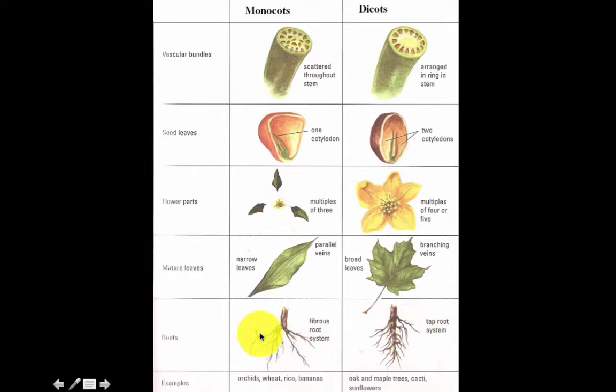When you look at roots, on the other hand, monocots have super fibrous roots. They don't have tap roots. And dicots have really long tap roots.